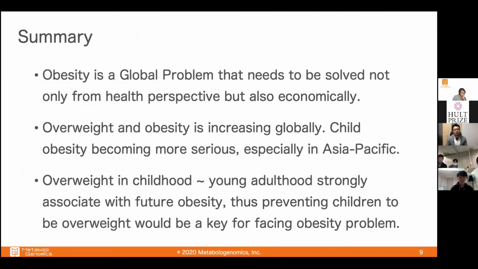And from now on, I will introduce some startups which are currently running to solve the obesity issue worldwide, to give you some idea of business. The examples which I'm going to talk about now focus more on adult obesity, not specifically child obesity. But I think these examples would give you some idea of what kind of business would be useful to prevent the obesity problem.